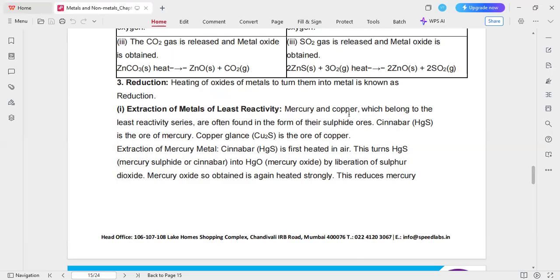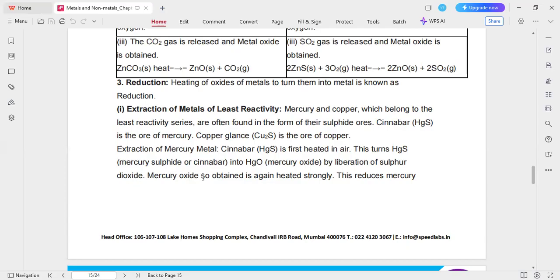Mercury and copper, which belong to the least reactivity series, are often found in the form of their sulfide ores, like cinnabar, HgS, the ore of mercury, and copper glance, Cu2S, the ore of copper. Extraction of mercury metal: how do we do that? Cinnabar is first heated in air because it is a sulfide ore, so we do roasting. This turns HgS, that is mercuric sulfide or cinnabar, into HgO, that is mercuric oxide, by liberation of sulfur dioxide also.